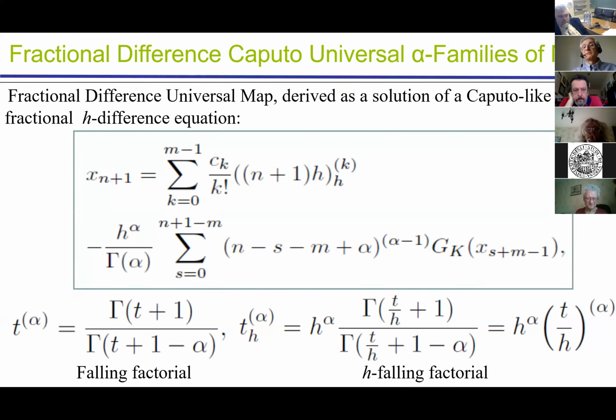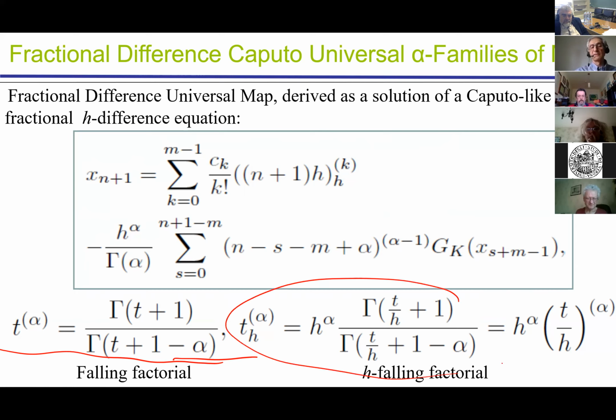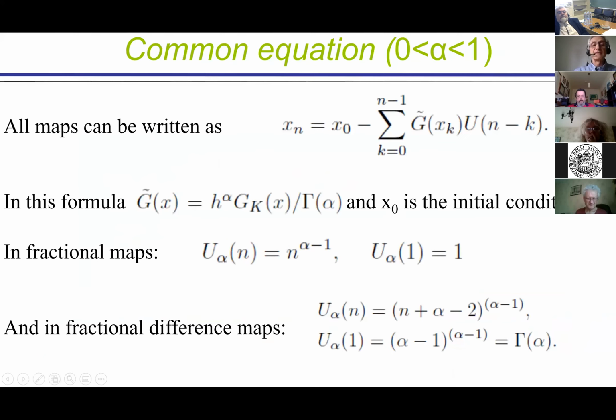And definitely when H goes to 0, you obtain a fractional differential equation, not a difference equation. And those are the corresponding definitions. This is the falling factorial, but this is the H falling factorial that appears in those equations. Okay, so we have two kinds of maps, and they both can be written in the following form.